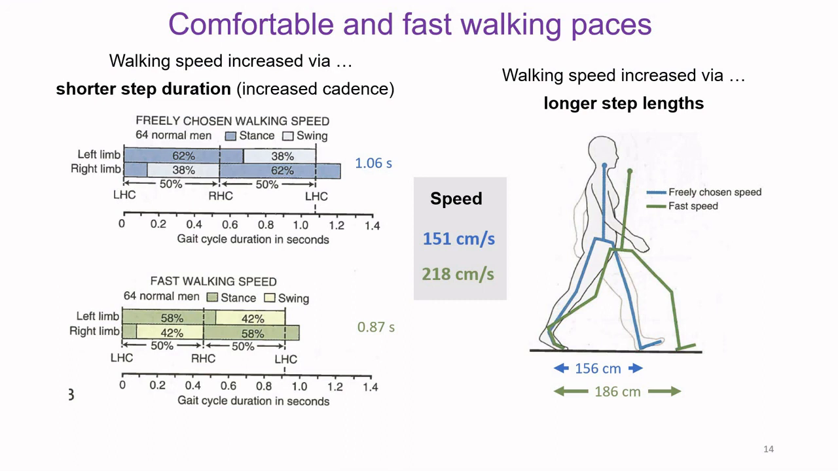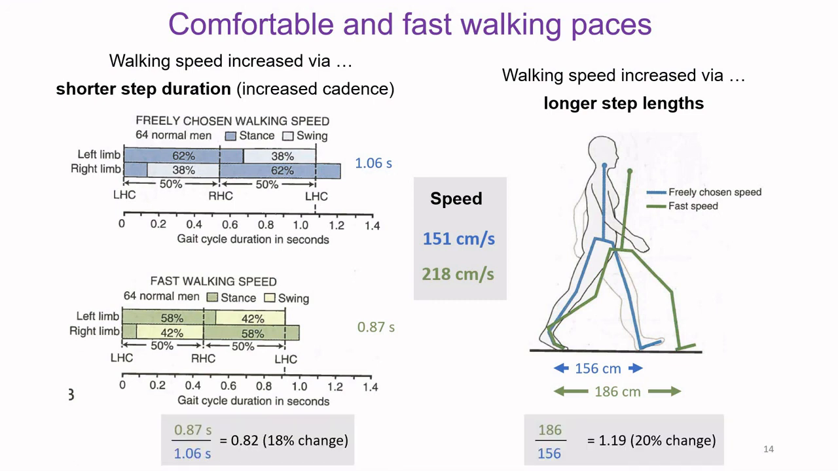faster. The last thing I want to show you on this topic is here I've calculated how much step duration and step length changed as a function of being asked to walk faster. What we see here is that the participants changed step duration, or their cadence, by about the same proportion as they changed their step length. So in both cases we see about a 20% change. I mention this because it provides an interesting contrast to running.